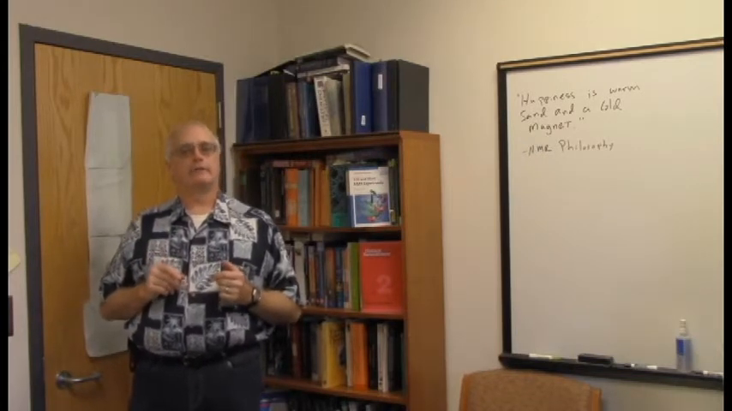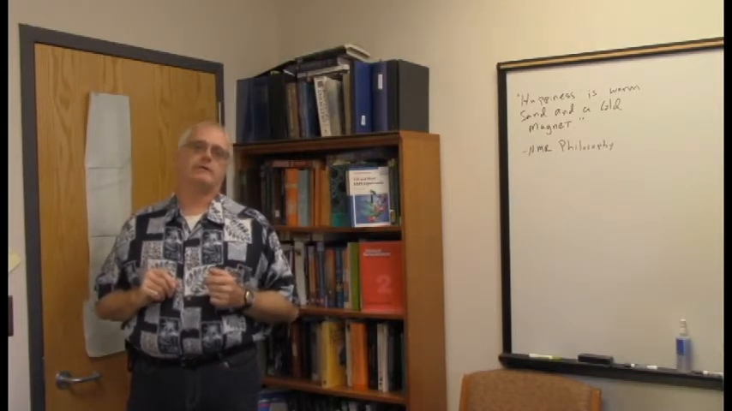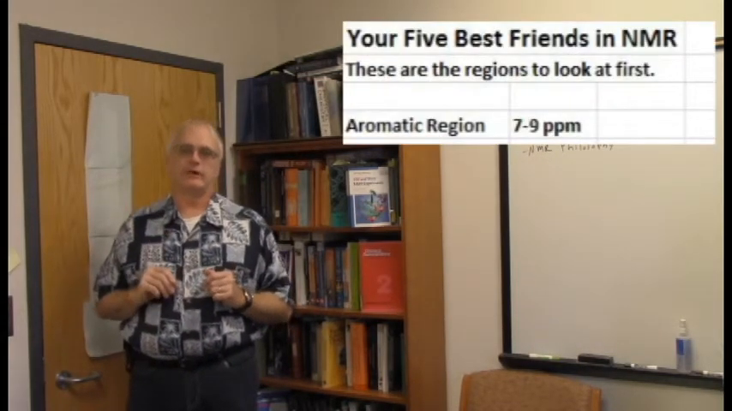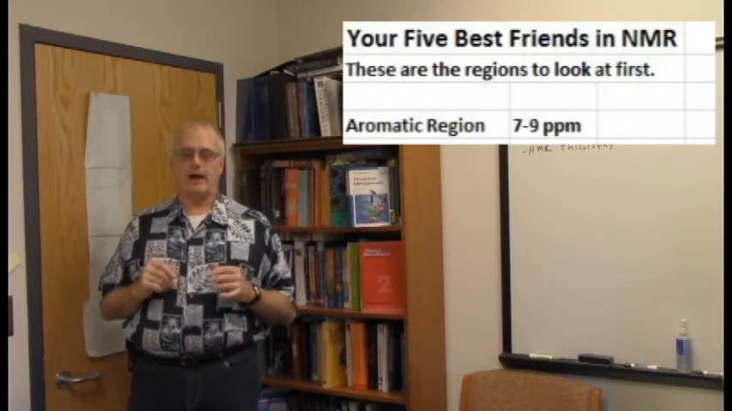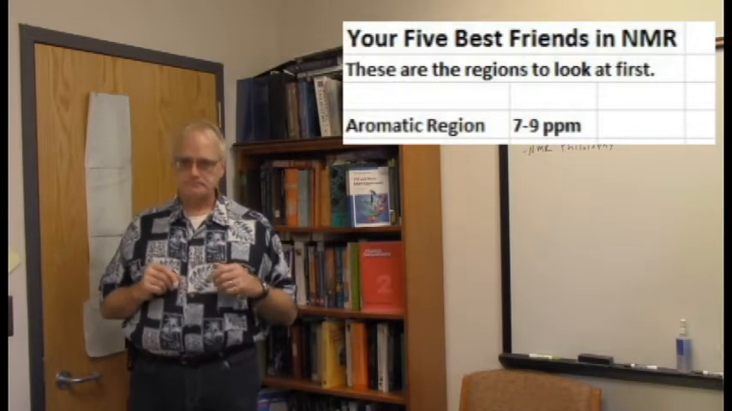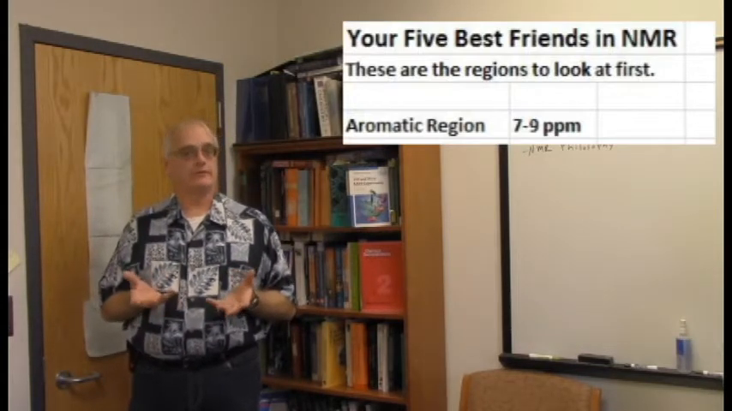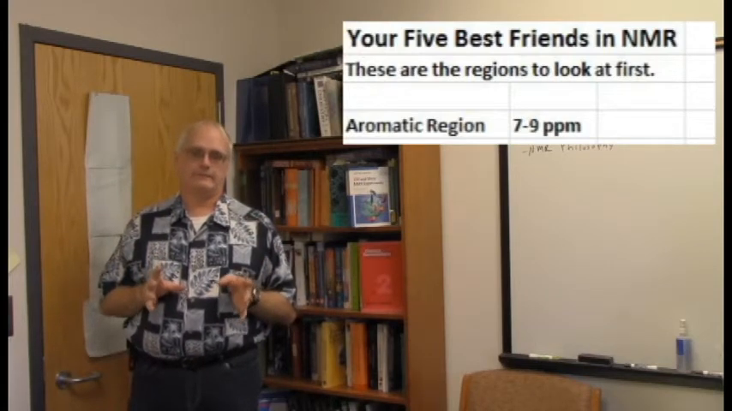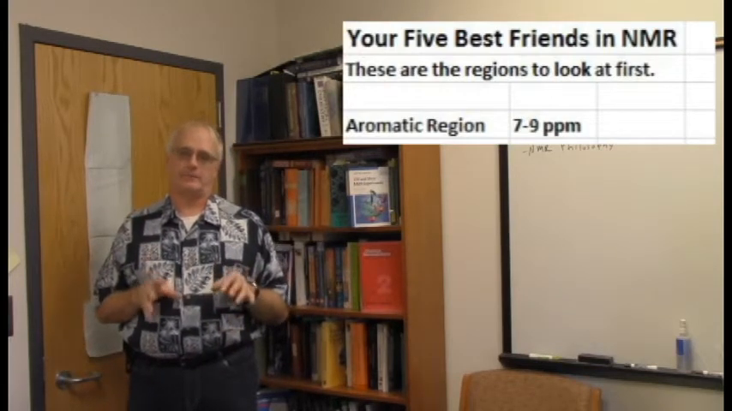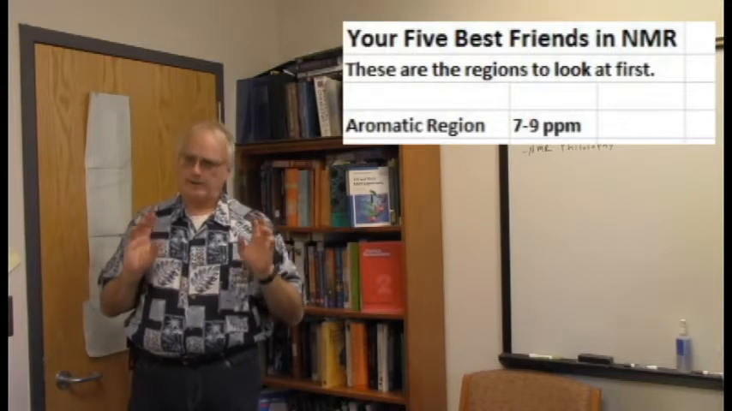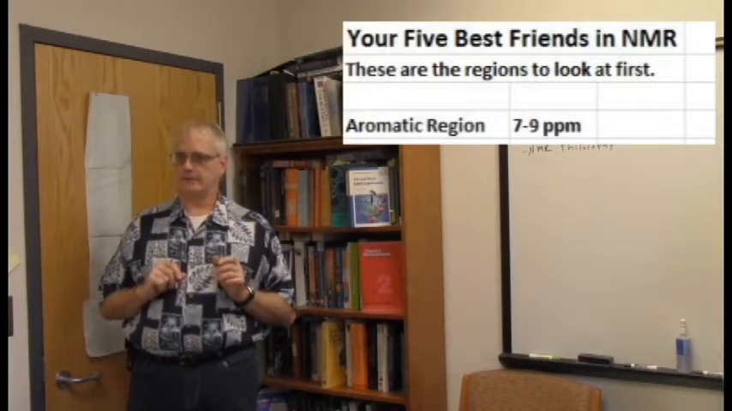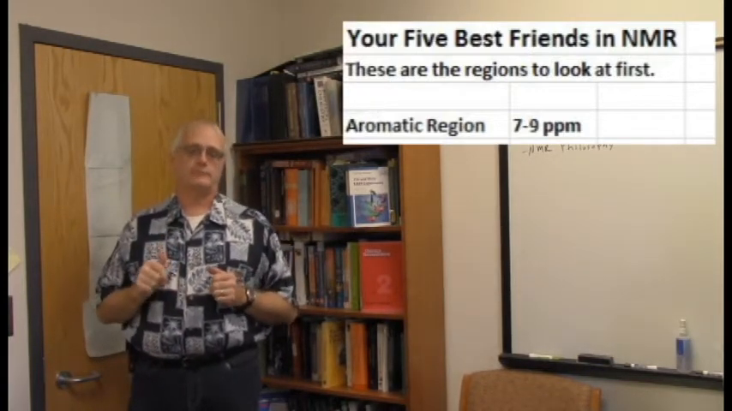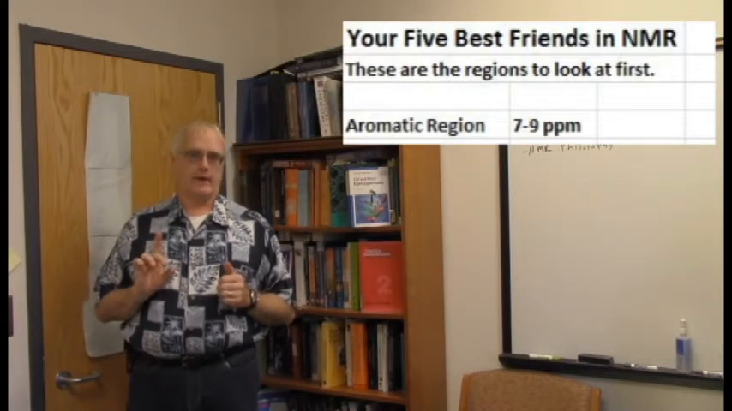First, the aromatic region. The area of a proton NMR spectrum between about 7 to 9 ppm. It can be outside those ranges just a little bit, but this is generally the area you find the hydrogens on an aromatic ring. And the integrations will also tell you the number of substitutions generally on an aromatic ring. This is a great area to look at, because not much else comes here. If you see peaks around 7.5 ppm, it's almost certain you have an aromatic molecule. There may be exceptions, but that's a generally good rule of thumb. So of the 5 best friends, number 1, the aromatic region.